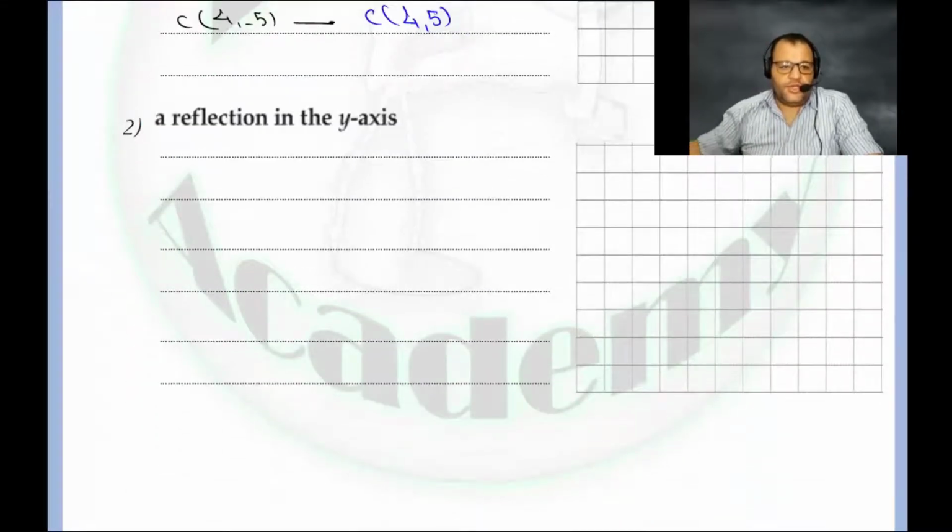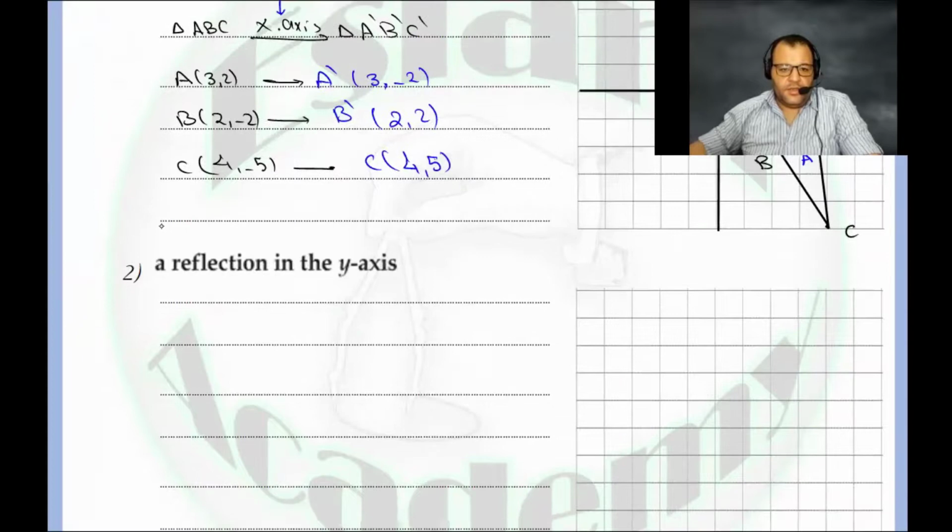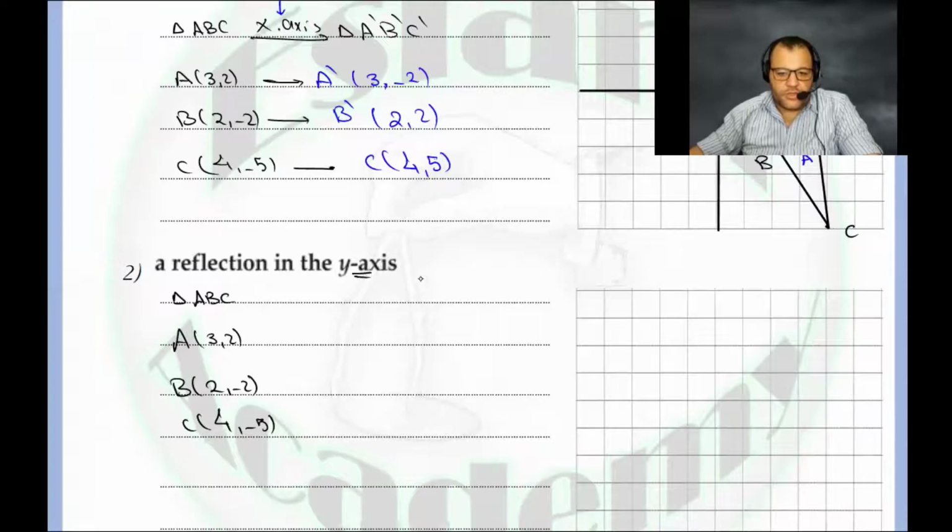Okay, I will rewrite the points again. The triangle ABC: point A is 3 and 2, point B is 2 and negative 2, point C is 4 and negative 5. We need to find the reflection across the y-axis. So for the point x and y, its image will be negative x and y.